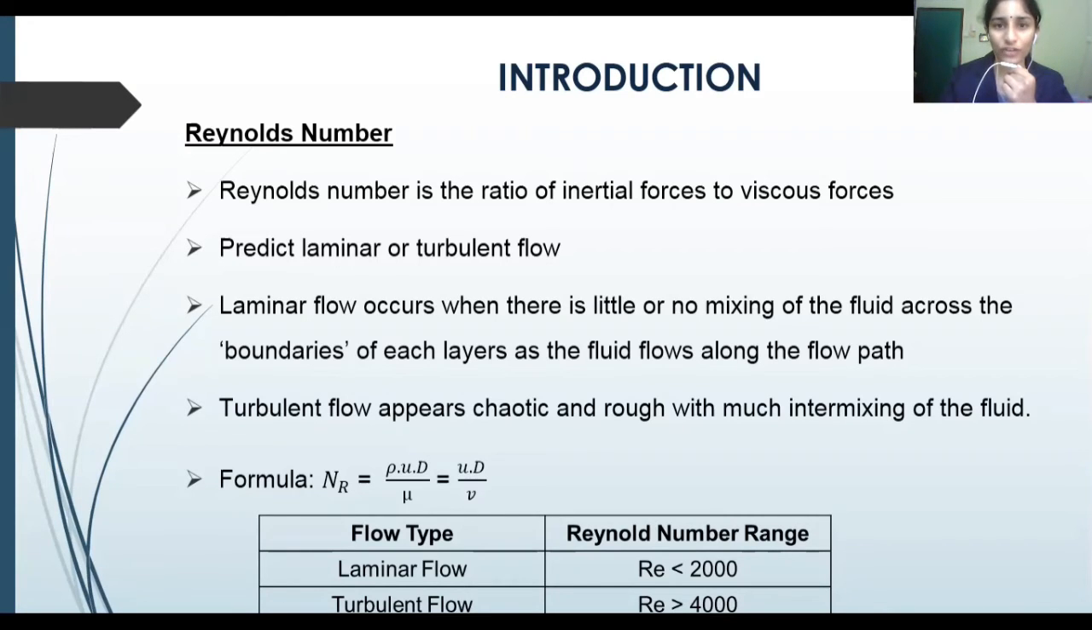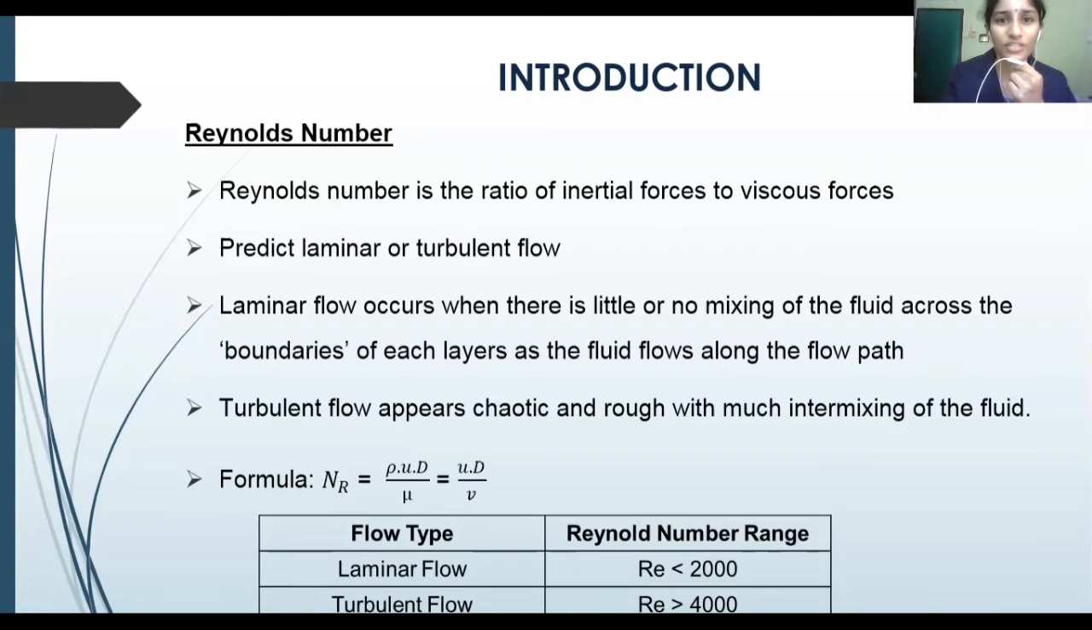There are ranges for Reynolds number for turbulent flow and laminar flow. For laminar flow, the Reynolds number should be less than 2000, whereas for turbulent flow, the Reynolds number should be more than 4000. Fluid with a small Reynolds number tends to be laminar due to high viscosity or low velocity, whereas fluid with a large Reynolds number tends to be turbulent due to low viscosity or high velocity.